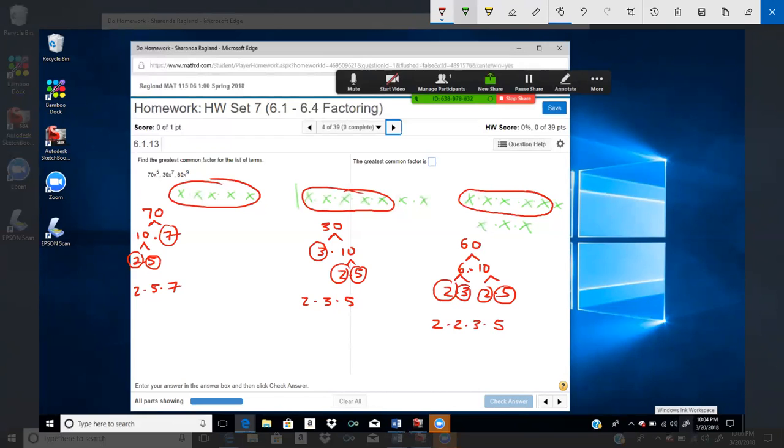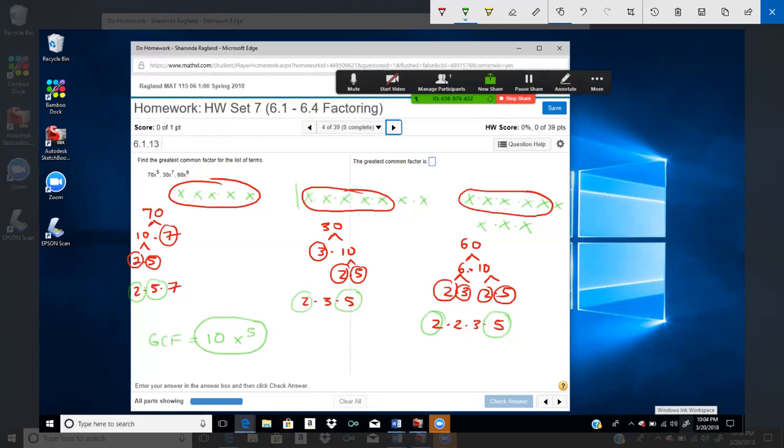Now we already know that they have x to the 5th in common. So let's circle what they have in common for the numbers. They have a 2 and a 5, and that is it. So therefore, like we said, 10. So the GCF is 10x to the 5th.